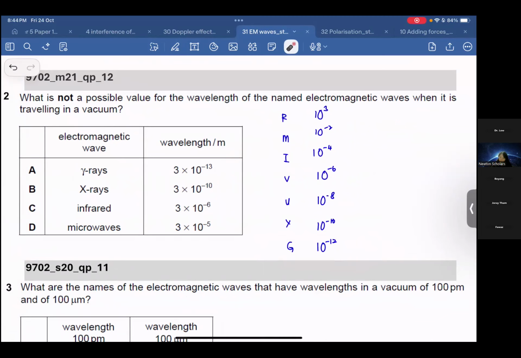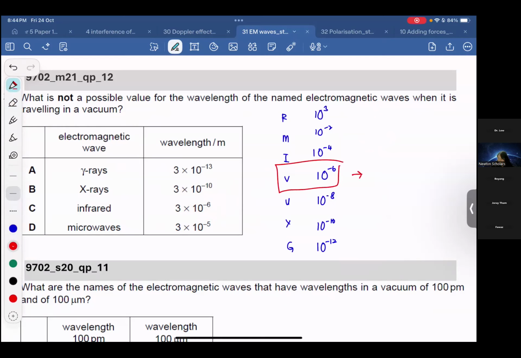Wesley, correct. Then how about X-ray? X-ray is times 10 power of negative 10. Is it correct? Yes, in the range, possible. Infrared is negative 4, negative 6. This one we're not sure yet, but we can try. Just now I told you, our visible light is 4 times 10 power of negative 7 to 7 times 10 power of negative 7 meter. Am I right?